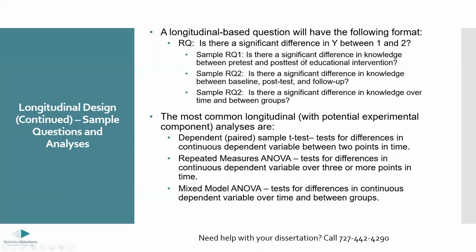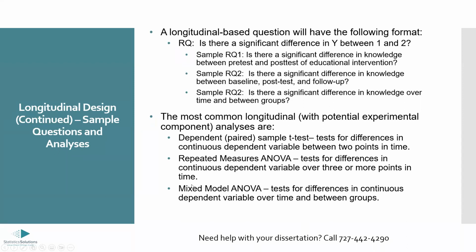So for the first example up here, we have one dependent variable of knowledge, and we have 2 points in time, pre-test and post-test. That is when you can run a dependent or paired sample t-test. They mean the same thing. Then if you have more than 2 points in time, you have baseline, post-test, and a follow-up at some point in the future, that is when you can run a repeated measures ANOVA. It's very similar to a t-test, it's just when you have 3 or more points in time, as opposed to just pre and post.